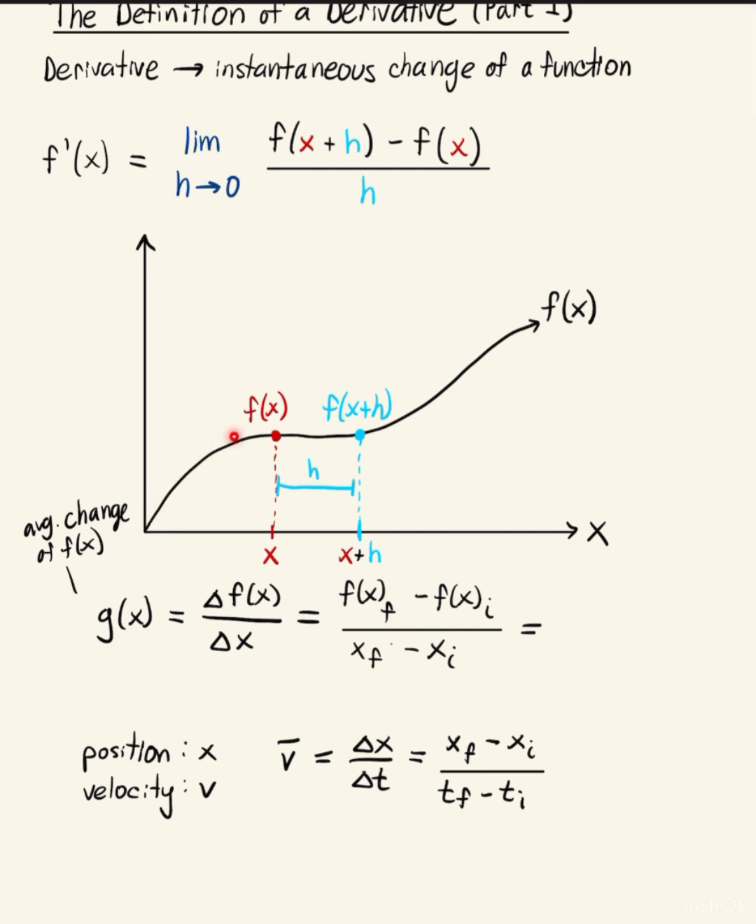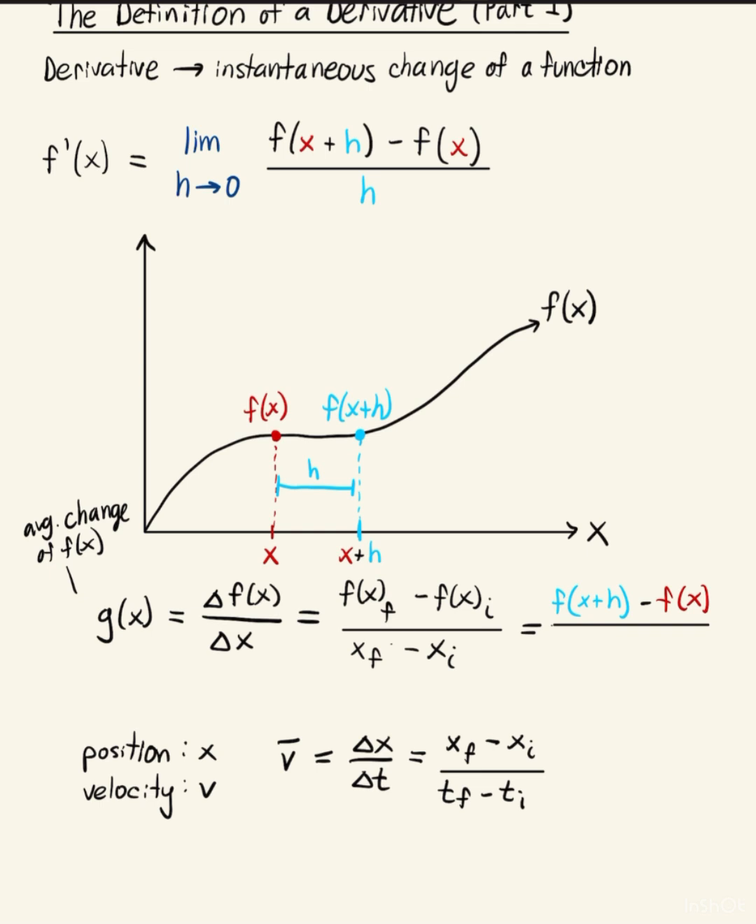Say we're traveling along this graph, right? The final place I get to is f of x plus h, and the initial one is f of x, right? So our final value of f of x, not to get confused, is f of x plus h. And our initial value of f of x is f of x.